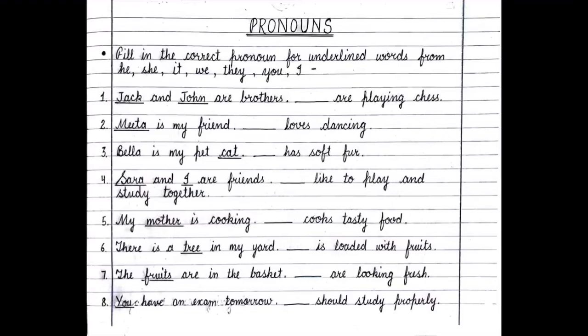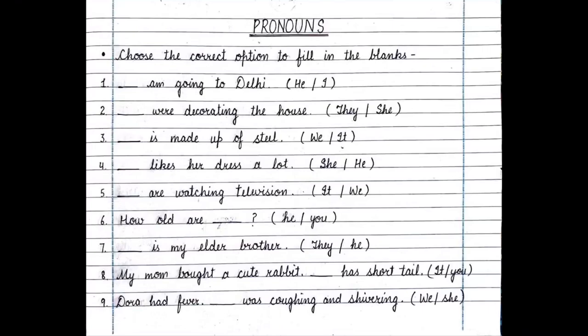Then Meeta is my friend. Dash loves dancing. Here Meeta is a singular noun and she's a girl. So we will use she for Meeta. Meeta is my friend. She loves dancing. Alright. I hope it is clear to you. Now try rest of the sentences yourself. Now here is another worksheet of pronouns.